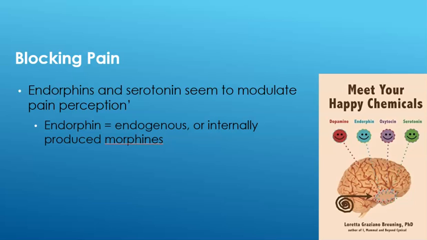So endorphins are endogenous, or internally produced, morphines. They're going to act at the same receptor sites as the pain signals. So that's why it's blocking the pain, by preventing the information from getting to the somatosensory cortex. So that's it for the tactile system.